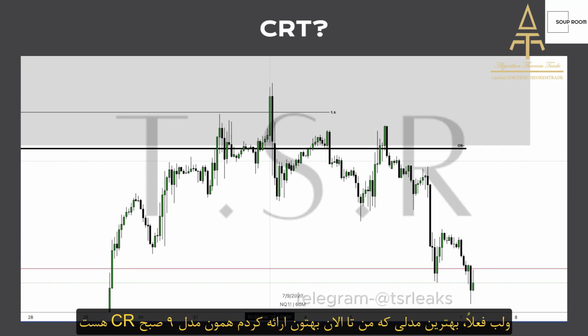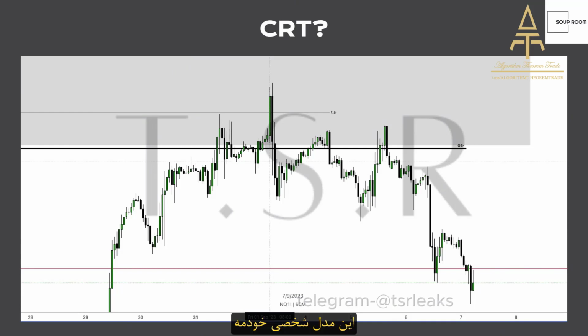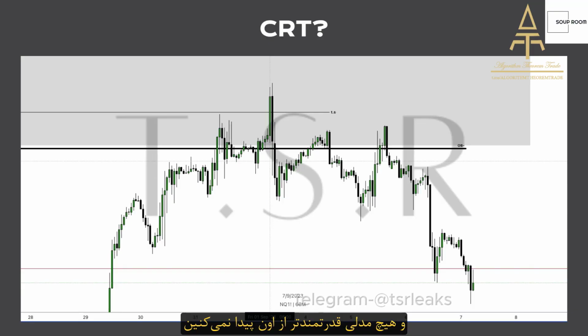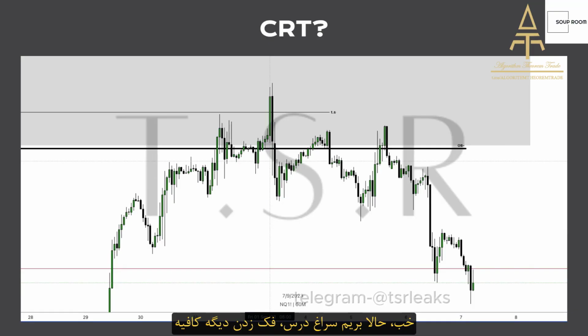However, for now, the best model that I will ever release will be the 9 a.m. CR model. It is my personal model. I designed it myself, and you will never find another model as powerful as that one. Now, back to the lecture, enough ranting.